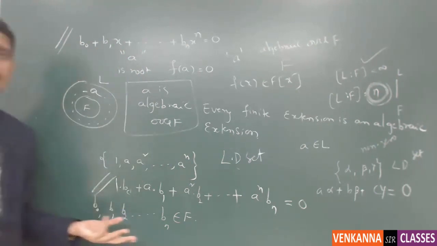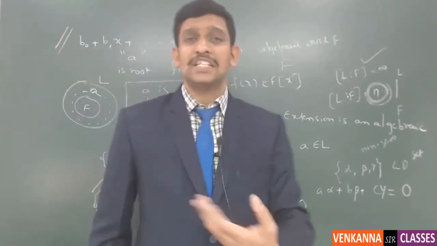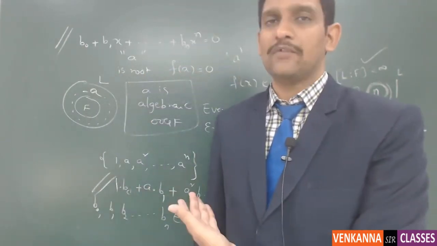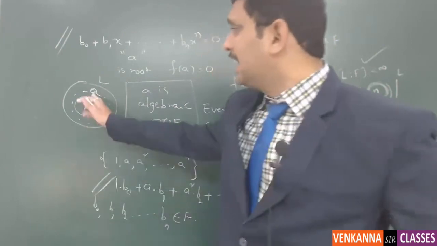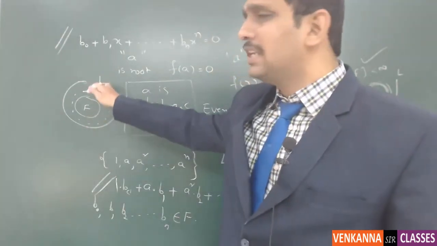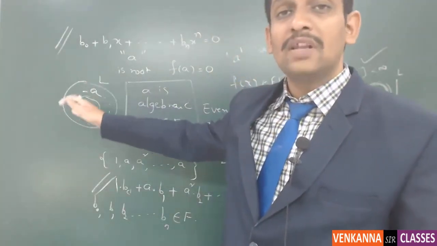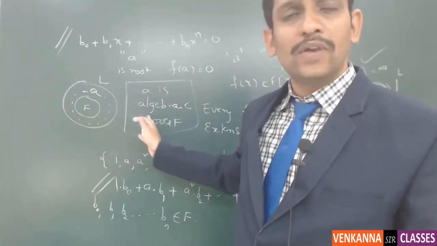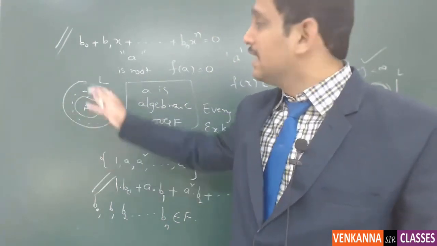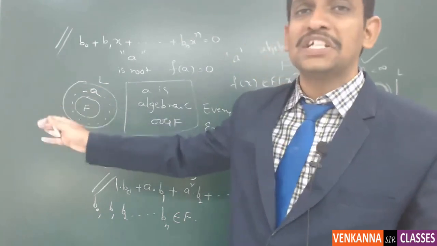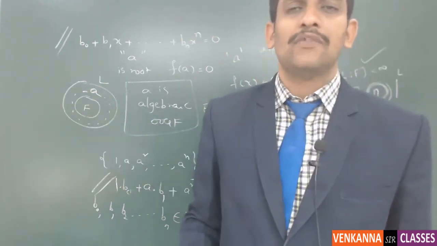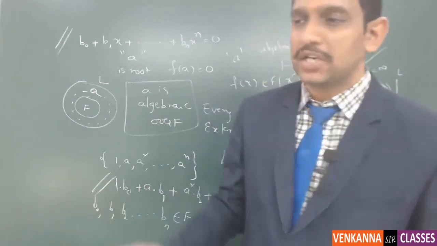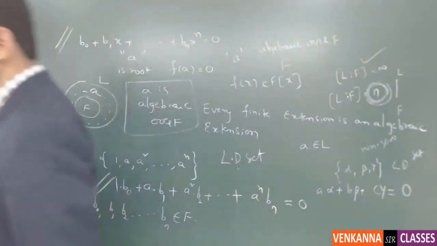Now, immediately I can say that A is satisfying a polynomial, hence A is algebraic over F. I have taken A randomly as any value in L. So whatever the value you take in L, it becomes algebraic over F. Therefore, L is an algebraic extension of F. Therefore, every finite extension is an algebraic extension. Okay?